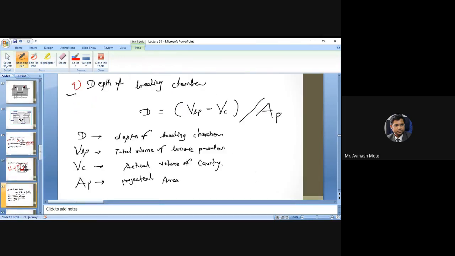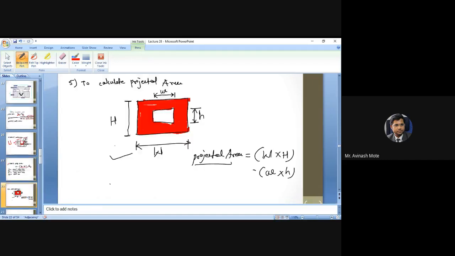Depth of loading chamber. This is one of the important formulas, just keep it in mind. Depth of loading chamber is calculated this way: volume of loose powder or the raw material minus volume of cavity, divided by projected area. Volume of loose powder minus volume of cavity divided by the area of projection, or the projected area.